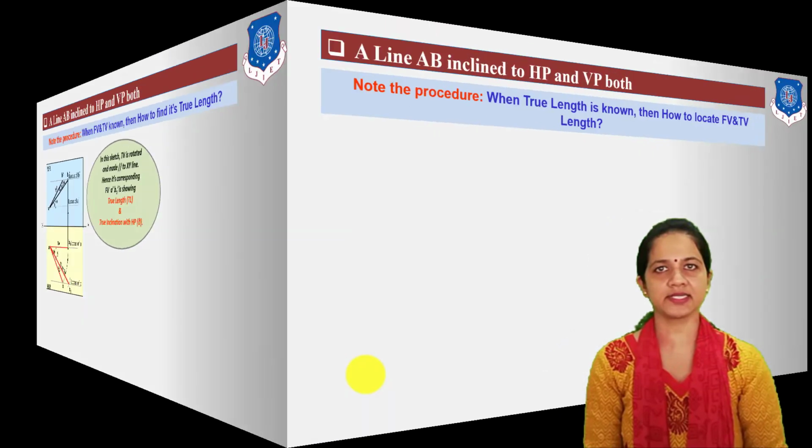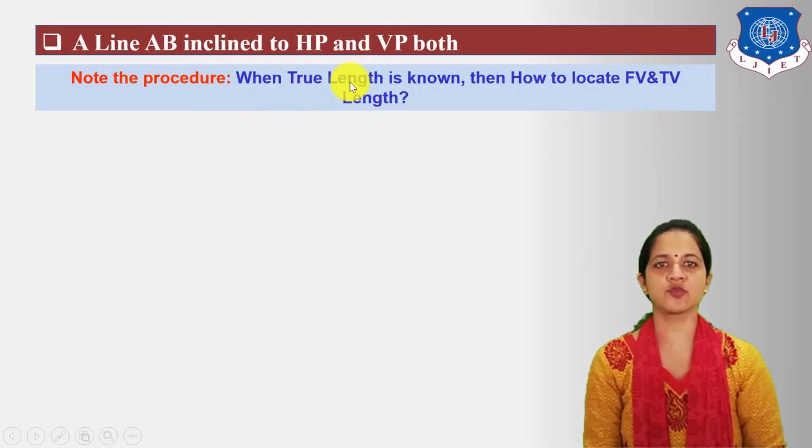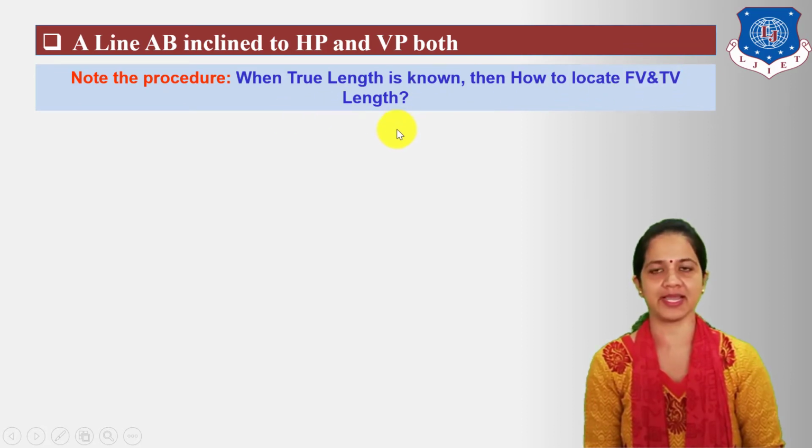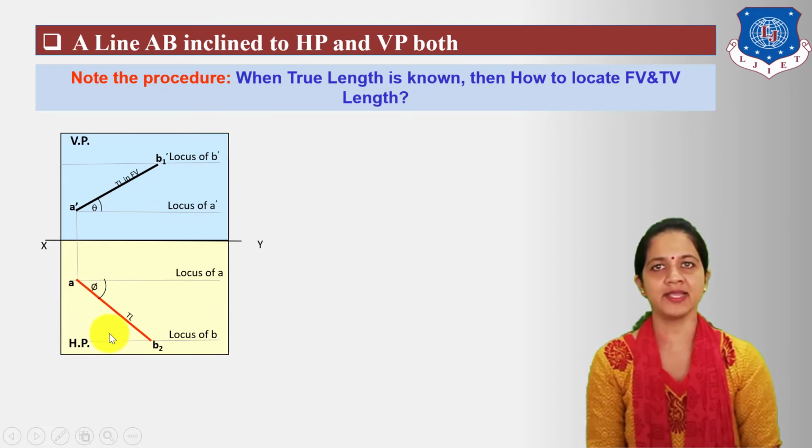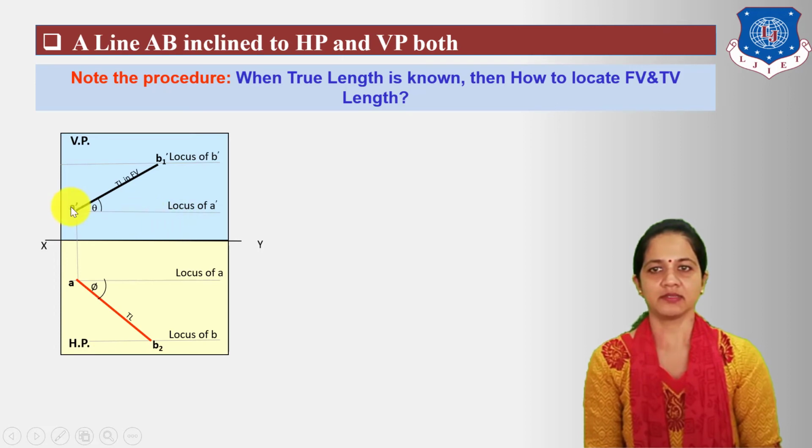Next, let us understand the second drawing procedure: when the true length is known, how to locate the front view and top view length. Here you can see the true length A dash B1 dash at an angle theta in the front view and the true length AB2 at an angle phi in the top view. This is the locus of A dash in the front view. This is the locus of B dash in the front view. This is the locus of A passing through point A in the top view. This is the locus of B in the top view.